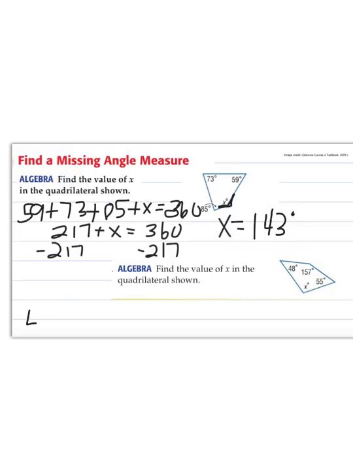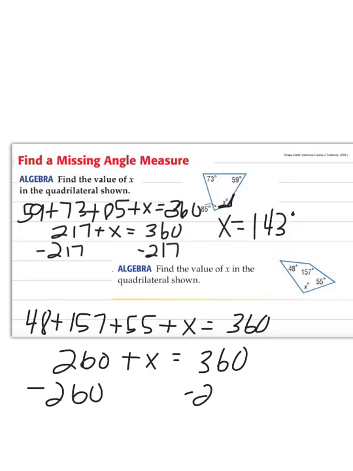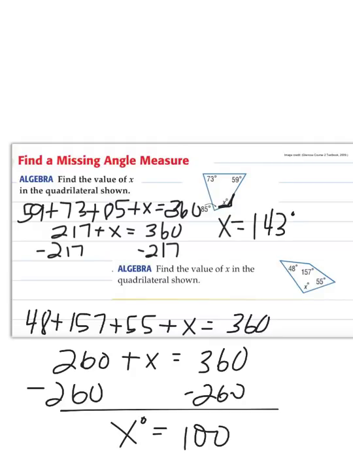Next one, again, add what we have. 48 plus 157 plus 55 plus x equals 360. Add each of those together. This equals 260 plus x equals 360. Subtract 260 from both sides. 360 minus 260 equals 100, so x equals 100 degrees.